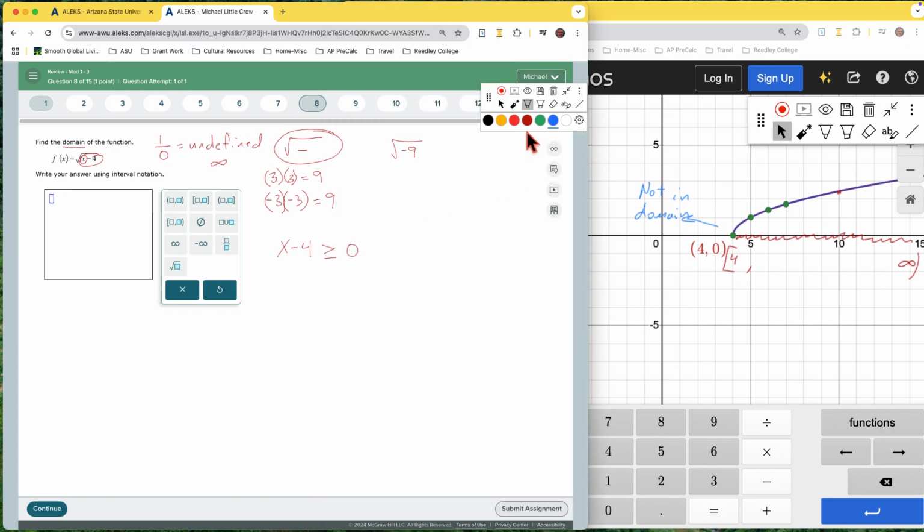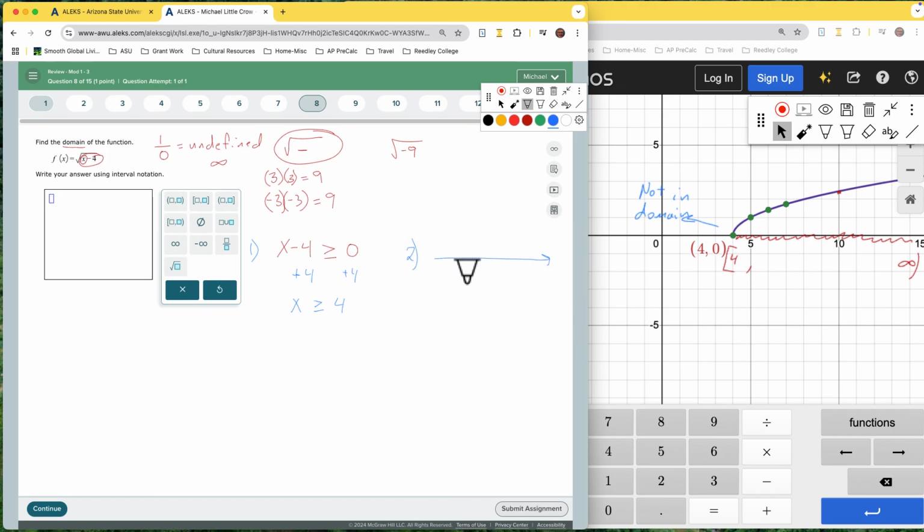Now, analytically, how do we go about doing that? We take our setup, the first step: take the guts of the square root, everything inside the square root, and make sure it's greater than or equal to 0, then solve for x. We add 4 to both sides, and we get that x is greater than or equal to positive 4. The next step, once you've solved for x, is to put it on a number line.